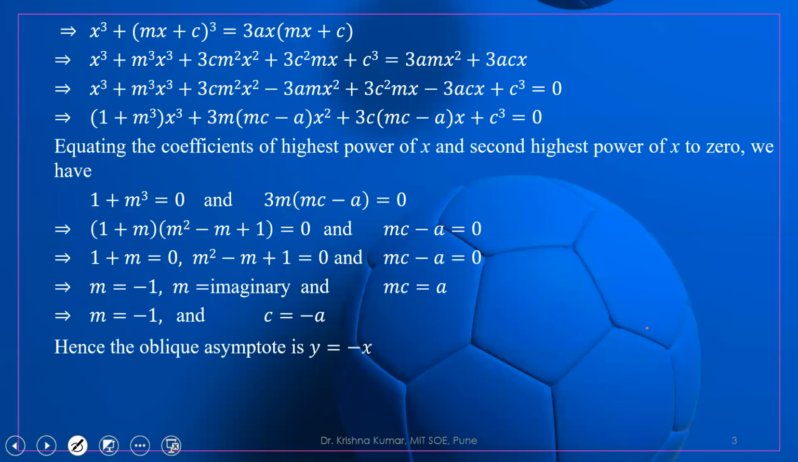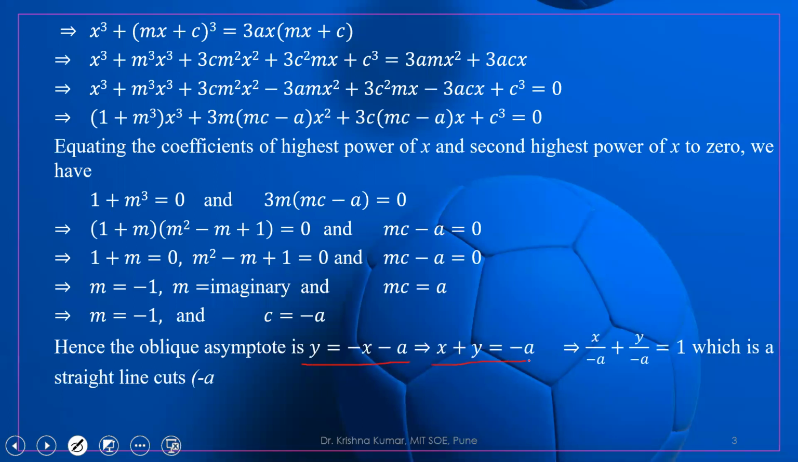So hence the oblique asymptote is y is equal to minus x minus a, or x plus y equal to -a. And now can you write like that? We divide the whole equation by -a. So x upon -a plus y upon -a equal to 1. What is this? This is the equation of a straight line in intercept form. What is intercept form? Like this. Suppose this is -a, this is -a. So we are getting this equation. This is a line. What is this? It is x plus y plus a is equal to 0. This is the equation of a straight line.